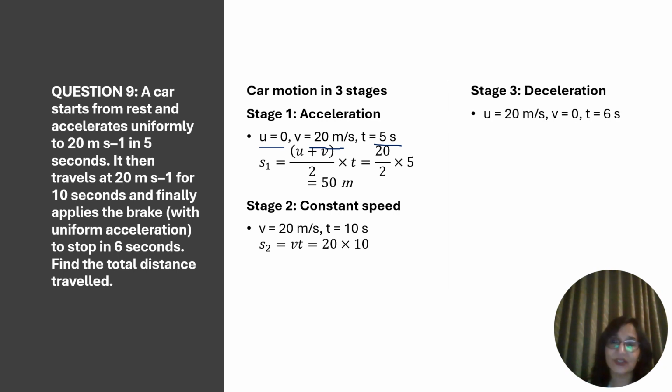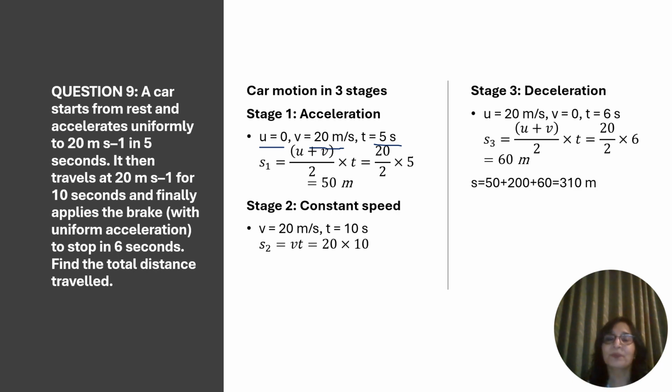Then you have stage 3, that is deceleration. Now again, for the deceleration, why is it mentioned? Because it has applied brake. So you need to understand, even if you use the word deceleration or the word retardation, it is the same. So what is u here? It is 20 meter per second. Final velocity is 0 because it stops, it applies the brake. Time is 6 seconds. So for stage 3, when you calculate average velocity into time, you will get 60 meter.